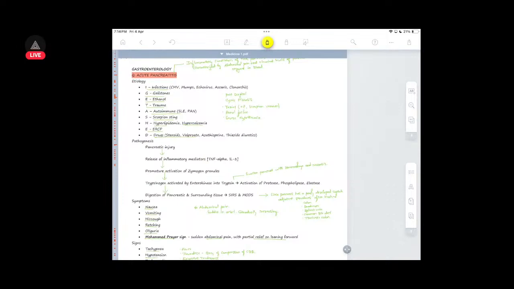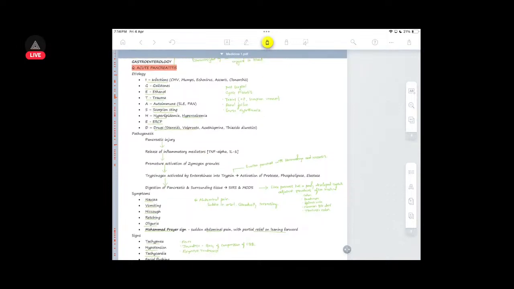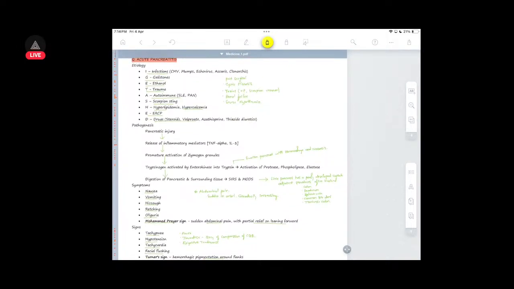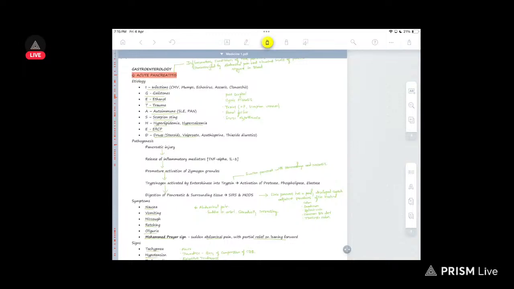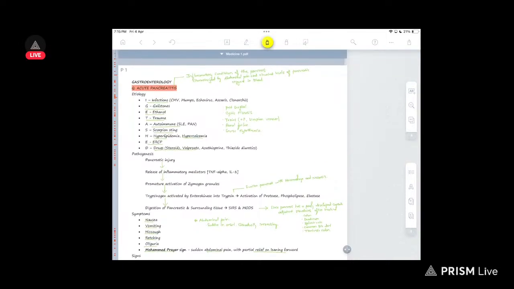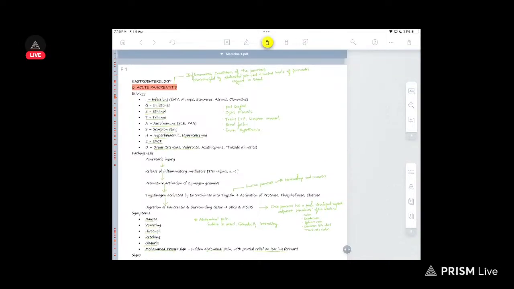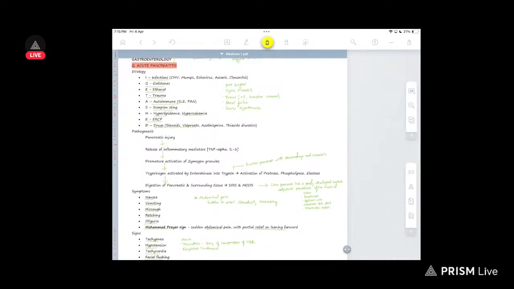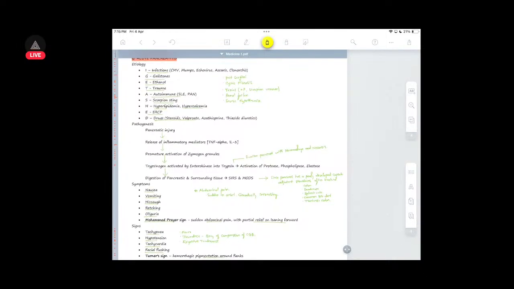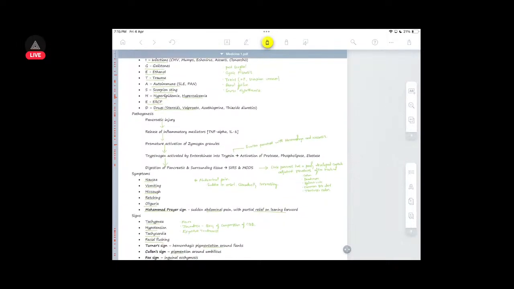Okay, so acute pancreatitis. You have, first of all, I GET SMASHED HD, which is infections, gallstones, ethanol, trauma, autoimmune, scorpion sting, hyperlipidemia, hypercalcemia, ERCP, and drugs, which are steroids, valproate, azathioprine, and thiazide diuretics. So, of course, acute pancreatitis is an inflammatory condition of the pancreas characterized by abdominal pain and elevated levels of pancreatic enzymes in the blood, and you can also include post-surgical, cystic fibrosis, toxins like scorpion venom, renal failure, and severe hypothermia.